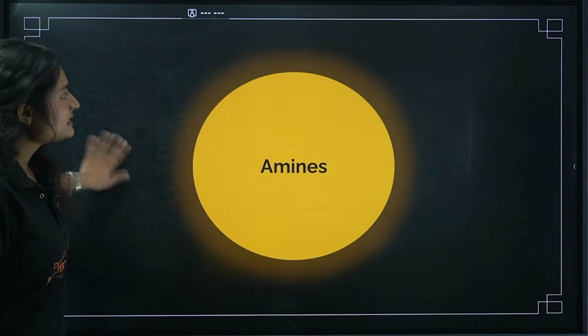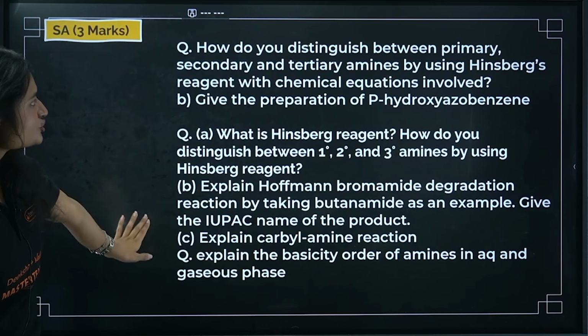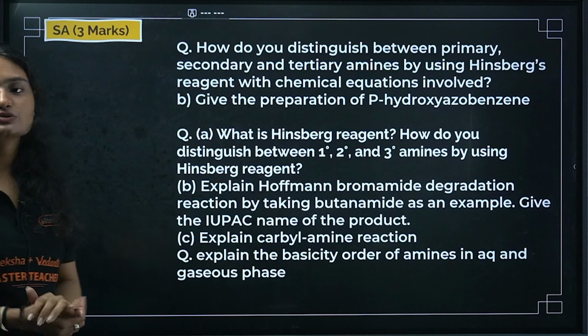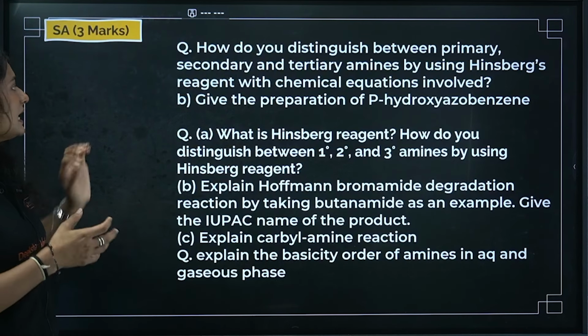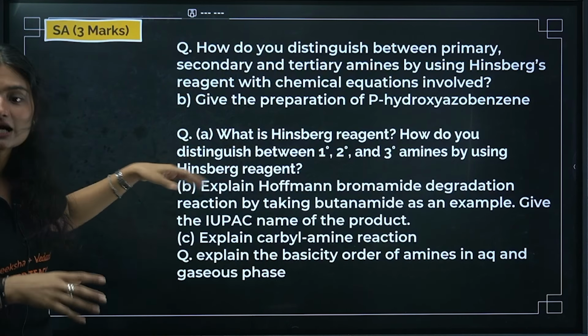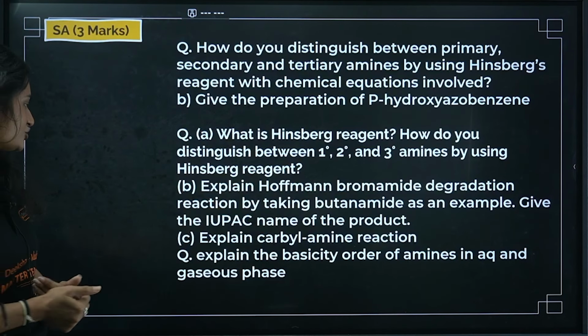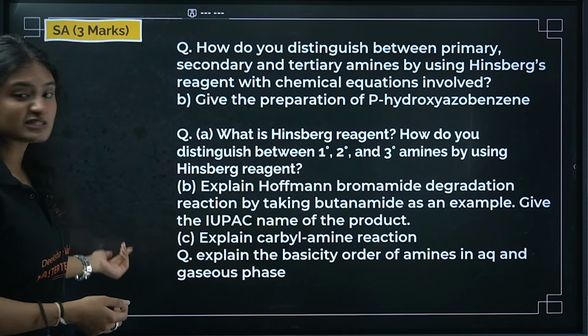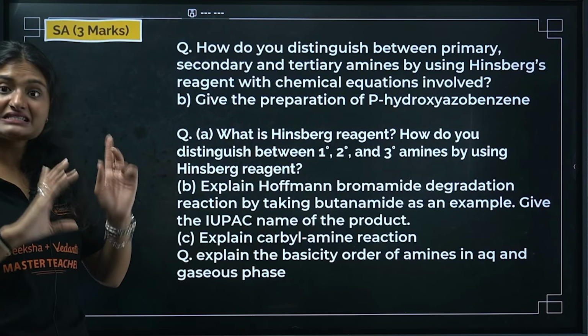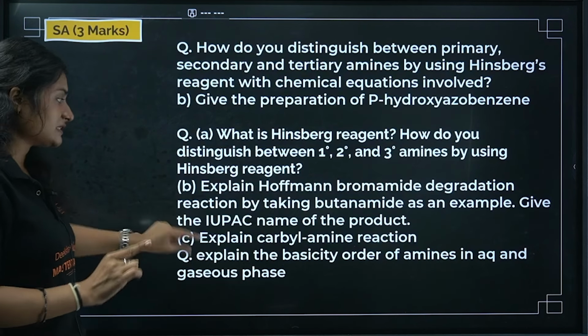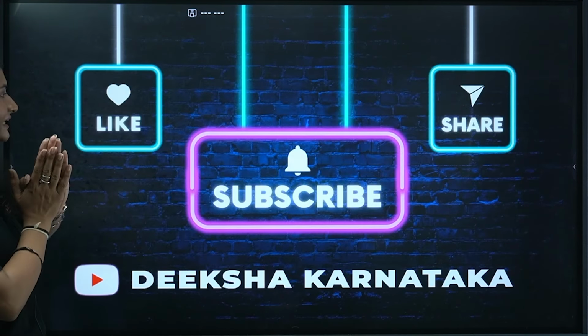Then from the amines chapter, we have how do you distinguish between primary, secondary, tertiary amines using Hinsberg reagent, right? And what is Hinsberg reagent? Then explain carbylamine reaction, explain the basicity order of amines in aqueous and in gaseous phase. That is very important.